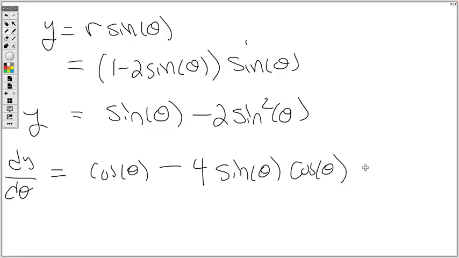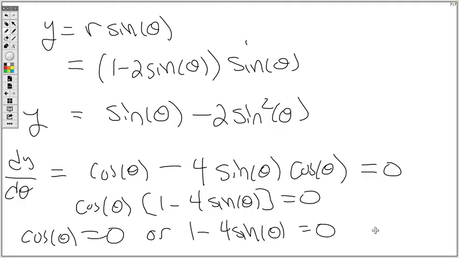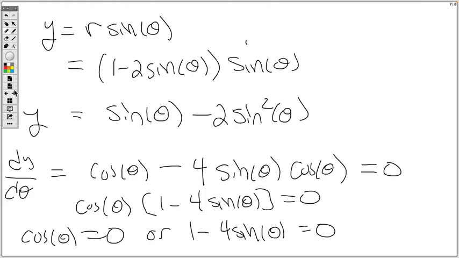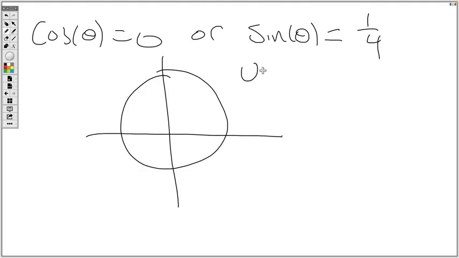All right, now I got to look where this is equal to 0. Notice, what can I do with the cosines? Factor them out. 1 minus 4 sine of theta is 0. And so we get either the cosine of theta is 0 or 1 minus 4 times the sine of theta is 0. And so I'll copy this down here, and then we'll do the unit circle work here. Sine of theta would be a quarter then. So here we go. Looking at the old unit circle here.